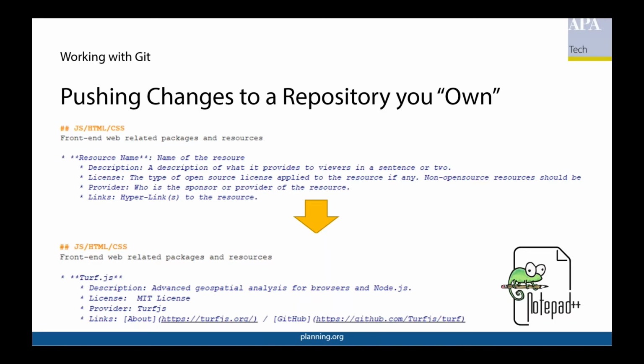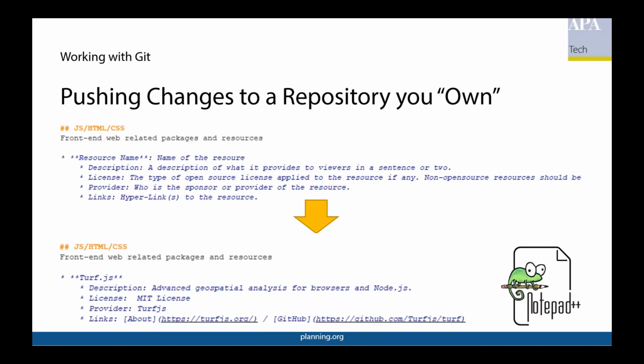Thanks, Marshall. So I'm going to talk about pushing changes to a repository you own. This is one where you've created a new repo on either GitHub or some other platform to work from. It helps to understand the basics of Markdown to make the edits that I'm showing here. But once you do understand them, you can make edits to the readable text of repositories pretty quickly.